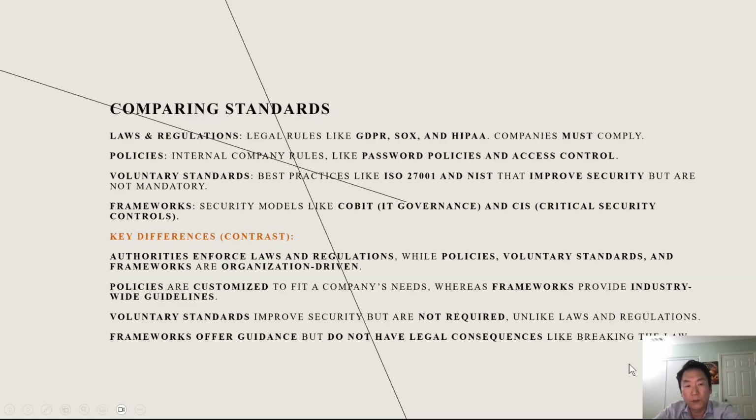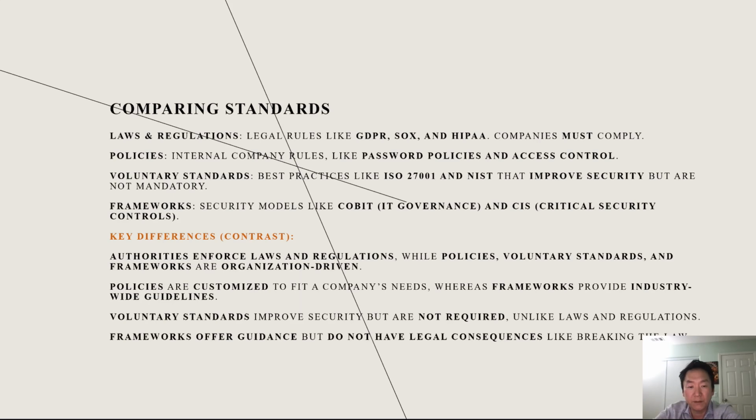Next, I want to talk about what the standards are. There are laws and regulations. Legal rules like GDPR, SOX compliance, and HIPAA are something that you must comply with. Policies are internal company rules like access controls. Voluntary standards are best practices like ISO 27001 and NIST that improve security, but they're not mandatory. Frameworks are security models like COBIT governance and CIS critical security controls.